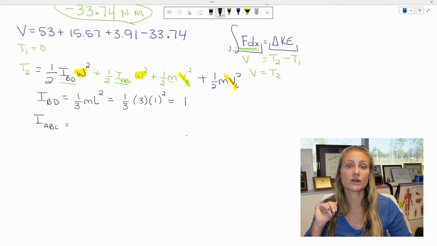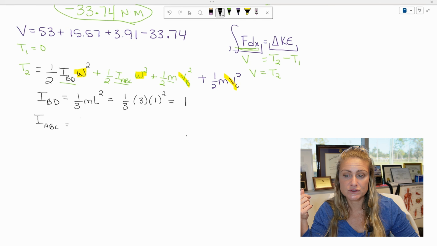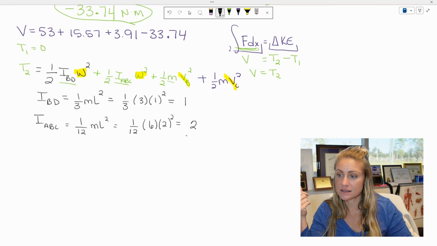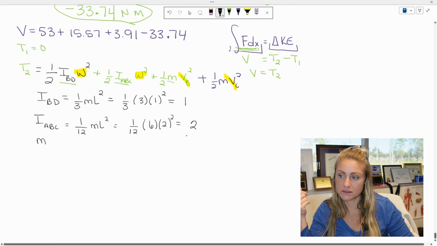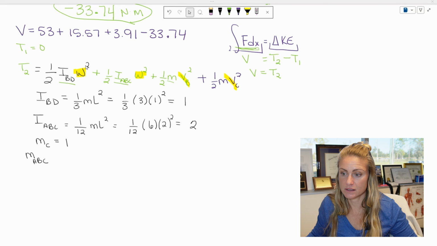Bar ABC is undergoing planar rotation and it's rotating about its center of mass. So now we can use the 1/12 m l squared. This is going to equal 1/12 times the mass, which I believe was 6, times the length 2 squared. This is going to leave me with 2. I also need the mass of my collar, which was given as 1 kilogram. The mass of bar ABC is 6.